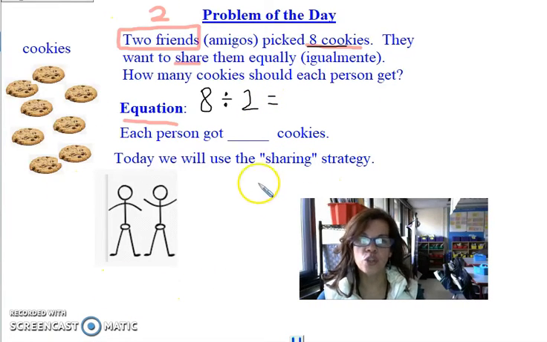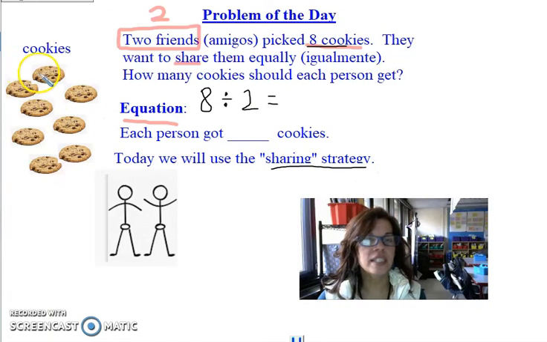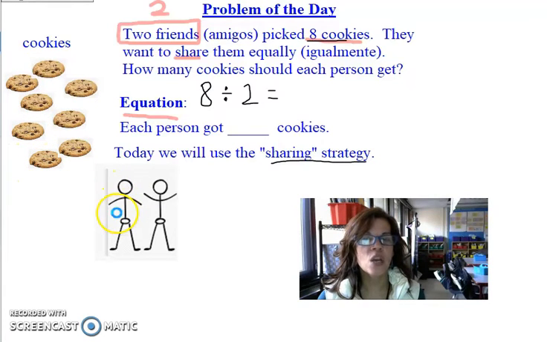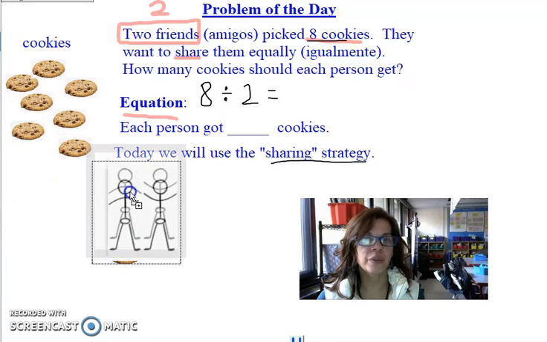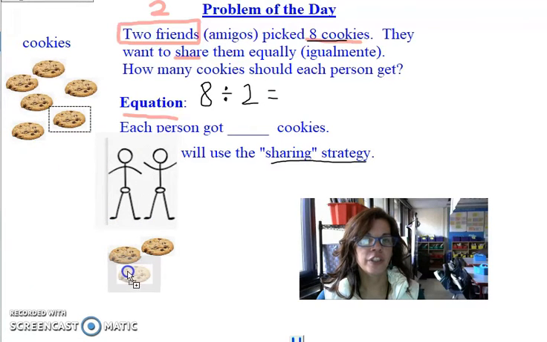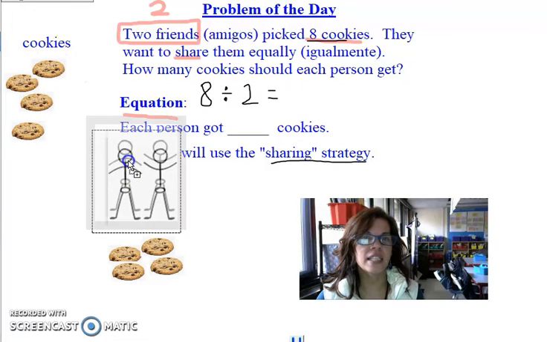In the sharing situation, we're going to use the sharing strategy. We are literally going to take each cookie and give one to each friend, but we're going to do it equally so it's fair. Okay, so we have how many cookies? We have 8 cookies that we will share. How many friends? We have 2 friends. So I will go 1 for you. Okay, we got to move this up a little bit. 1 for you. 1 for you. So far, I still have more cookies I still have to share.